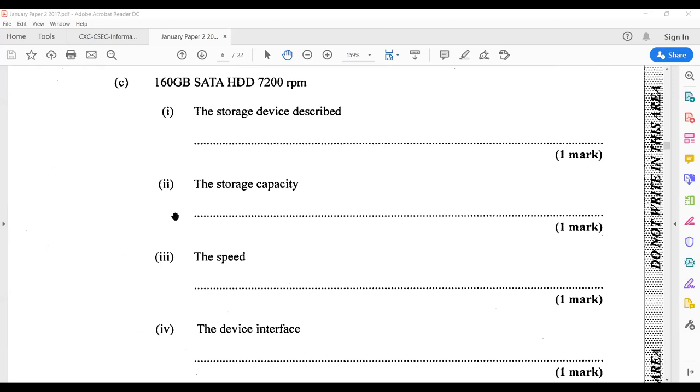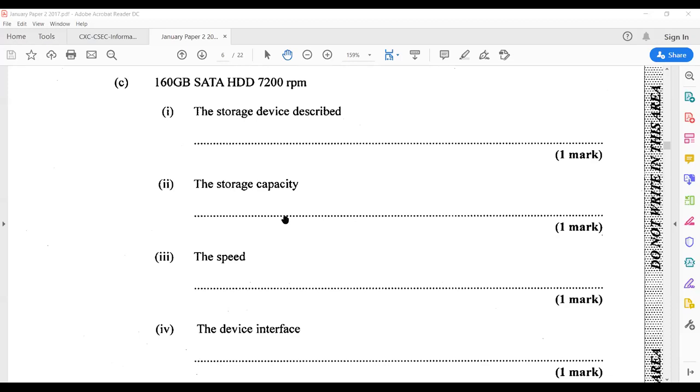And that is a 160 gigabyte SATA hard drive, 7200 RPM. And for this, you have to first identify the storage device, the storage capacity, the speed, and the device interface. So first thing, what device is this? What is this storage device described? Right, it is a hard drive or hard disk, correct?